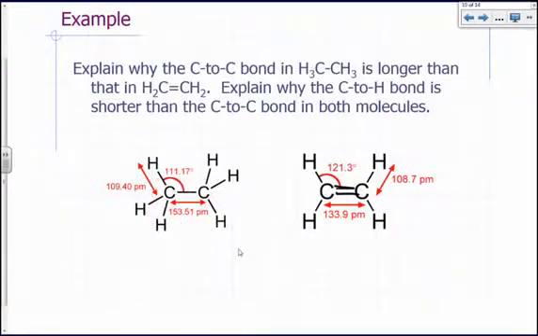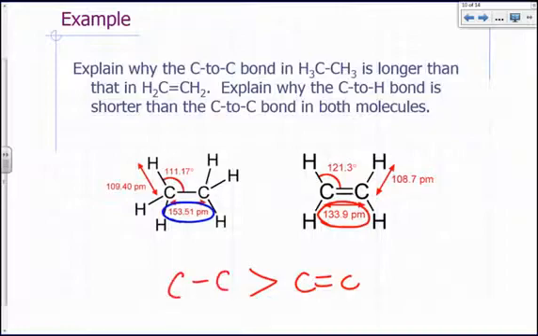What do you notice about this carbon-carbon single bond? It says here that the bond length is 153.1 picometers, whereas over here for the carbon-carbon double bond, your bond length is 133.9. So the carbon-carbon double bond is shorter than the carbon-carbon single bond.